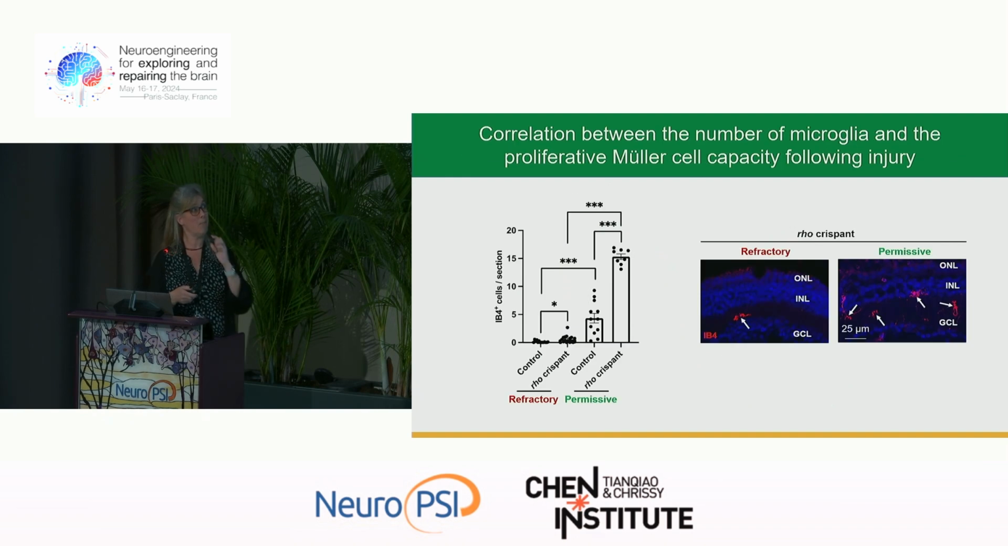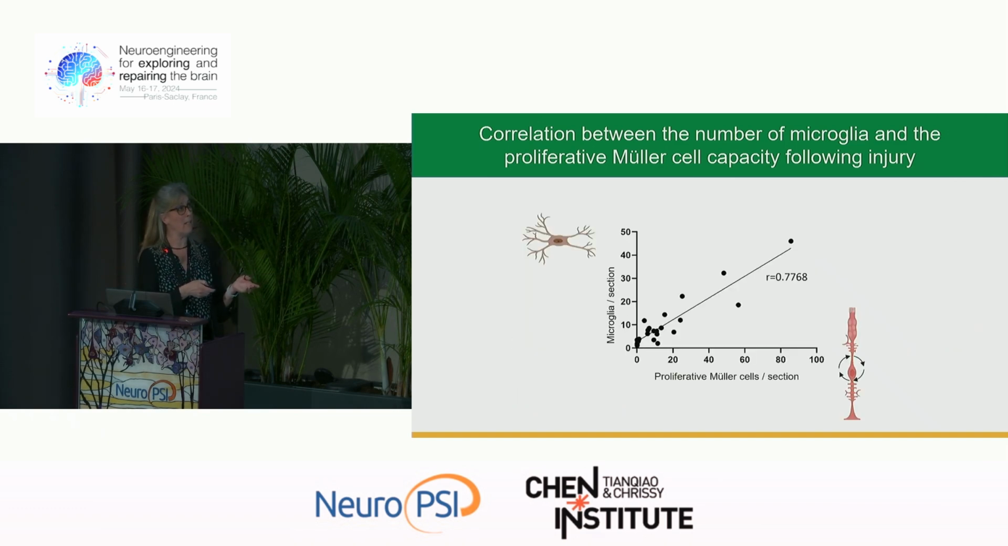So upon injury, what we found is that, as I said, in a control condition at this early stage, at this refractory stage, there are almost no microglia. Upon injury, there is a little increase, but very little compared to what happens at the permissive stage. You see plenty of activated microglia there. So it seems that the more microglia in the retina, the better Müller cell will proliferate.